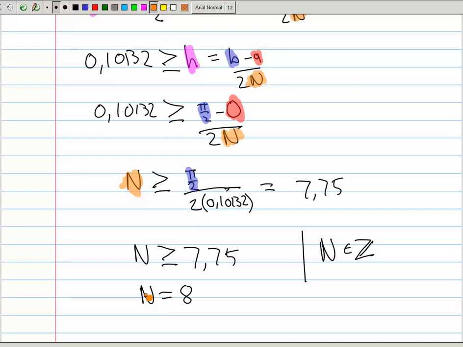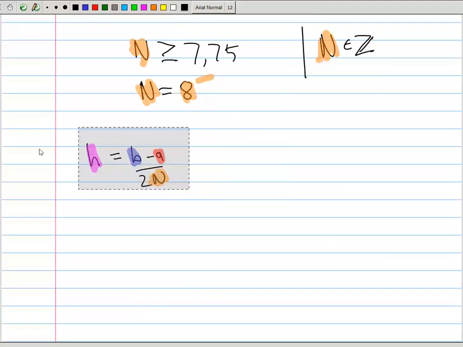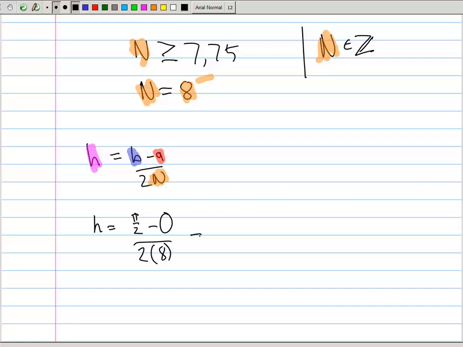So let us highlight our n's over here. What we can now do, we can go back to our equation that we have over here. I'm going to copy it down. Now we want to figure out exactly what our h is. So our h is going to be equal to b, which is pi by 2, minus 0, which is our a, all over 2 times 8. We should be able to do that in our head. 2 times 8 is 16, times another 2 is 32. So our h is equal to pi by 32.